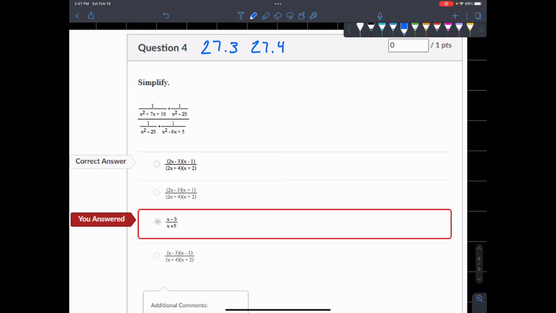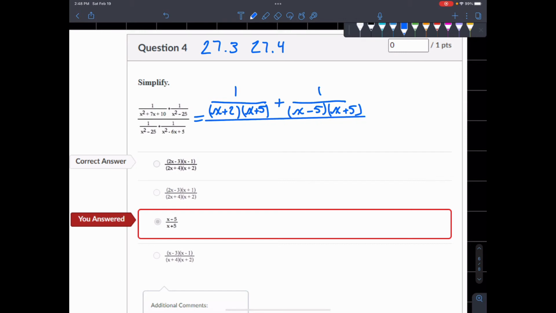Okay, so this is question 4 of 27.3, 27.4. We've got to simplify this absolute monstrosity. First thing I would do, lots of these equations look factorable, so let's factor this first one. That's going to be x plus 2, plus 5. Remember, we're looking for two numbers that multiply to make 10, add together to make positive 7. In this case, 2 and 5 fit the bill. And over here is a difference of squares, and we know with our difference of squares formula that it's going to make 1 over x minus 5, x times x plus 5.